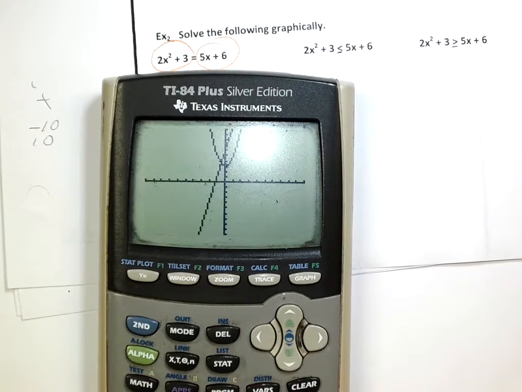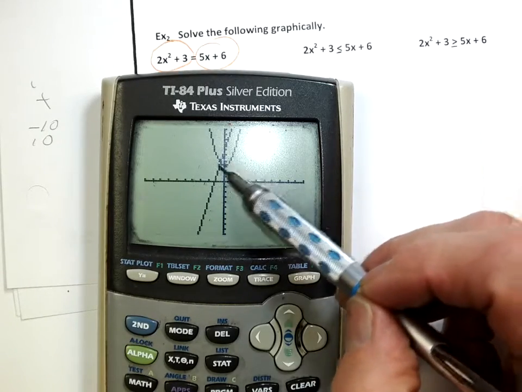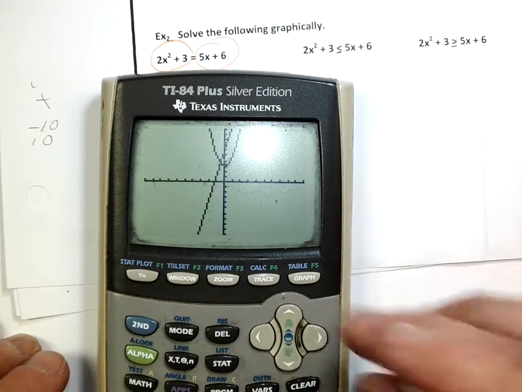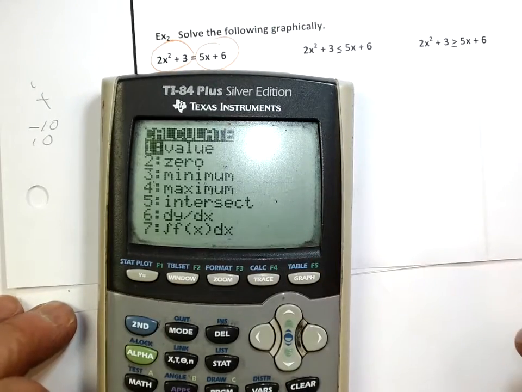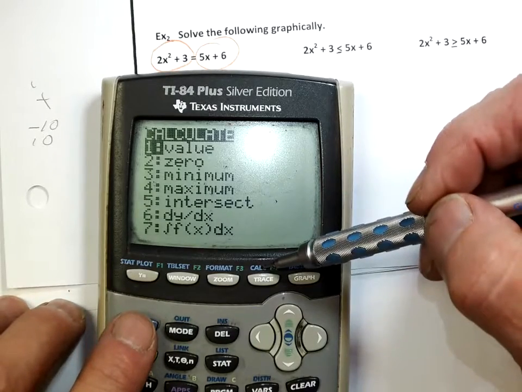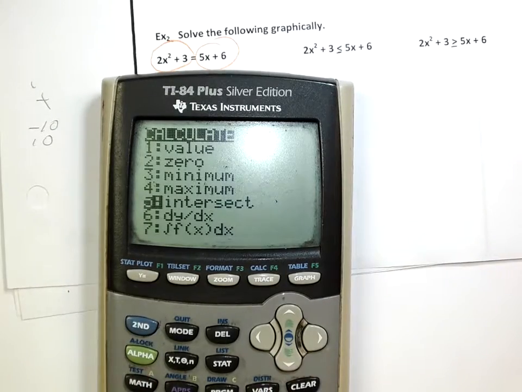Everybody have that? Anybody not have this picture? Okay, Lane, you got it? Yes. Now, I have an answer, right about there. I want to solve for x. The way I find this is I'm going to go to second calculate. It's in blue. Everybody went there? I want to go to intersect because I want to find out where they intersect.